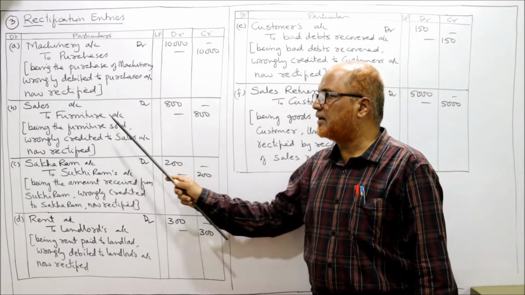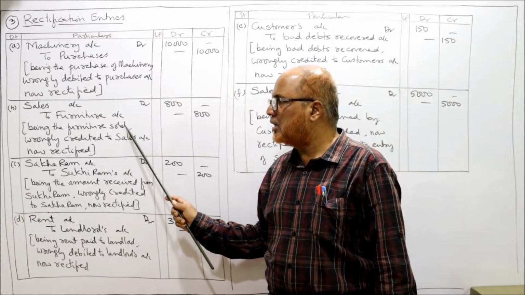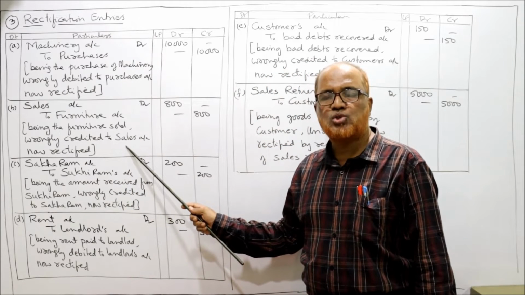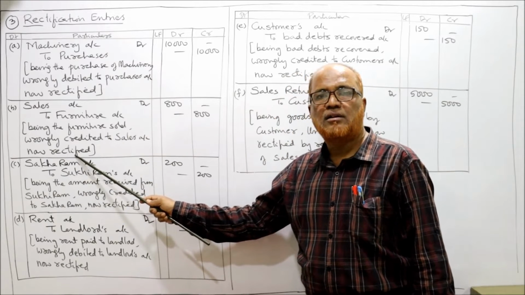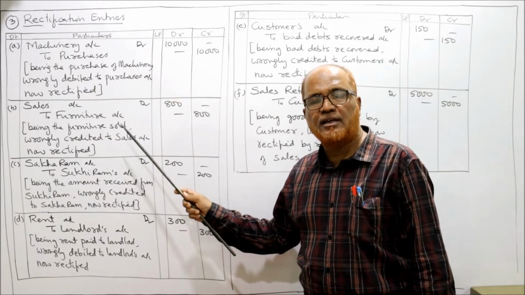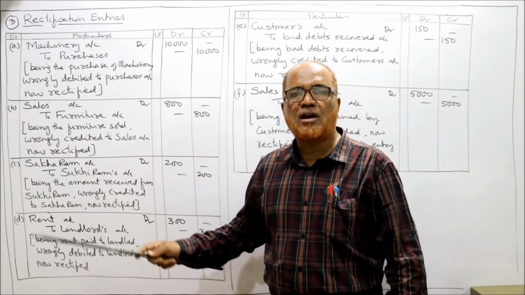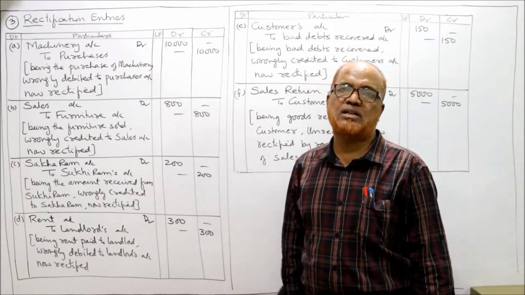Sales account debit 800 to furniture account 800. Being the furniture sold, wrongly credited to sales account. Now rectified. Since it was wrongly credited to the sales account, now we debit it. Sales account is debited. Furniture account was not credited earlier, now we credit. So this is the rectifying entry.